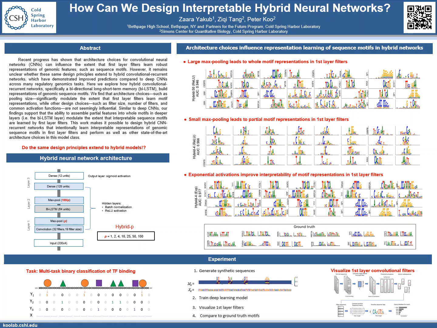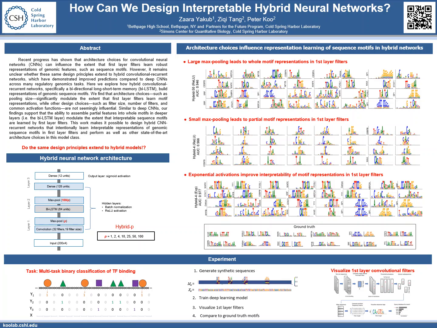After training, we extract the first convolutional layer filters, visualize them as sequence logos, and compare them with the ground truth motifs. A comparison of the filters of hybrid 50 and hybrid 4 showed that more motifs were learned by the hybrid models with a larger max pooling size. For instance, 23 out of the 32 of hybrid 50's filters successfully learned ground truth motifs, while hybrid 4 only had 3 filter matches. Since the performance of hybrid 4 is better than the hybrid 50 model, this suggests that the bidirectional LSTM layer is assembling whole motifs from the partial motifs learned in the first layer. This trend is consistent with the design principles we observed in CNNs.